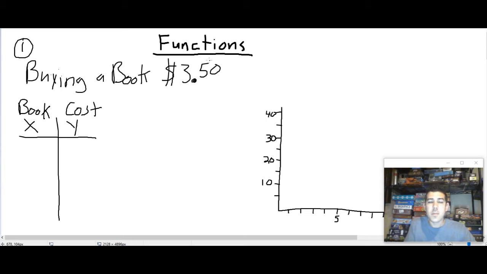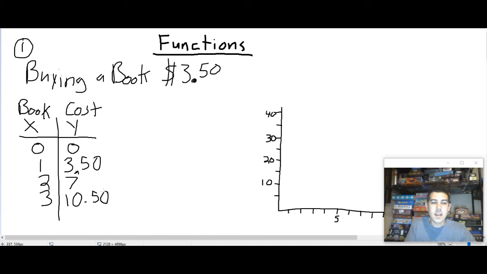We can also model this relationship in a table. We can keep track of, hey, if I buy 0 books, well, I'm going to spend $0. But if I buy 1 book, well, then my cost will be $3.50. And if I buy 2 books, my cost will be $7. 3 books, my cost will be $10.50. And so this table is a second way of showing the relationship between books and money.